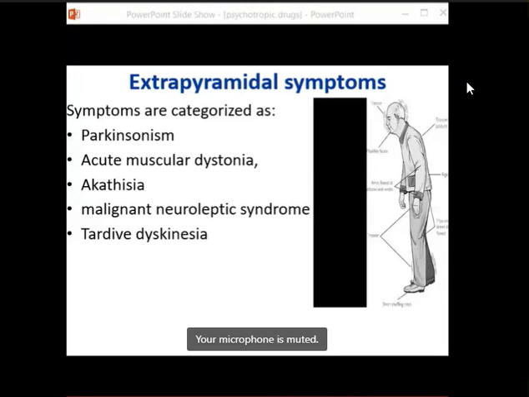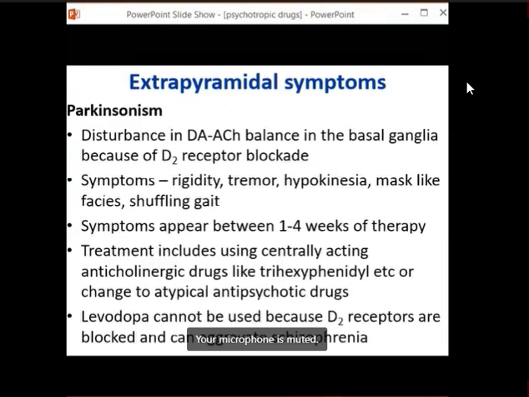Parkinsonism, you must be knowing it by now. The main symptoms of Parkinsonism are rigidity, tremor, hypokinesia, a mask-like face, and a shuffling type of gait. It is because of the blocking of the D2 receptors, which causes a disturbance in the dopamine and acetylcholine balance in the basal ganglia. With drugs, the Parkinsonism-like symptoms occur between 1 to 4 weeks of therapy. Once the antipsychotic drugs are started, usually within 1 to 4 weeks, Parkinsonism-like symptoms can occur.